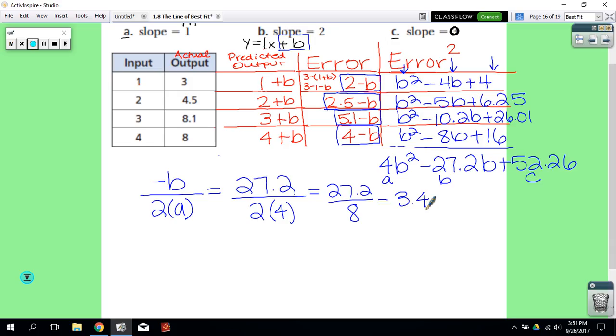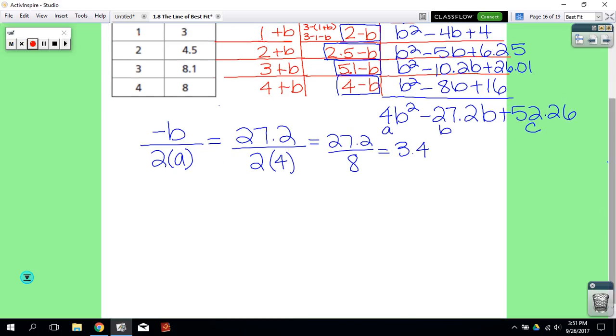So now we can rewrite this equation with this as our y-intercept. So we would have y equals, and our slope is 1, so 1x plus 3.4.